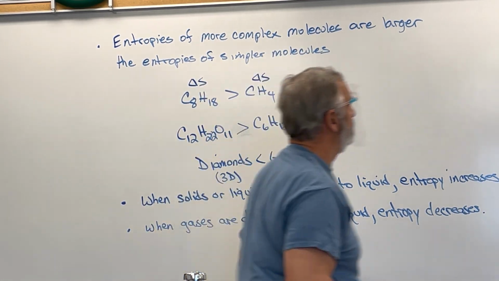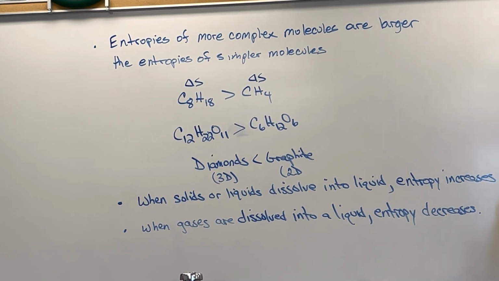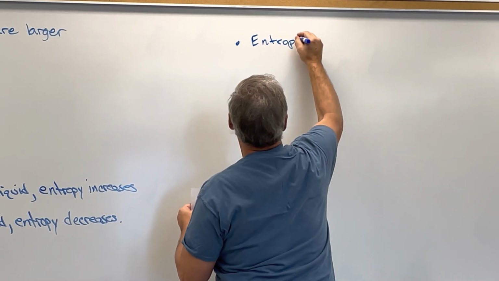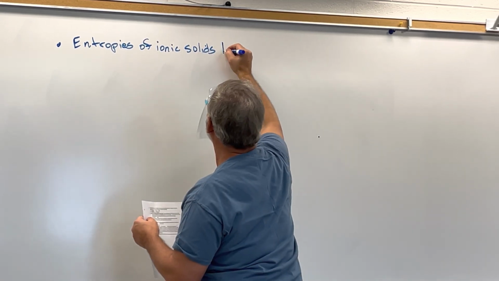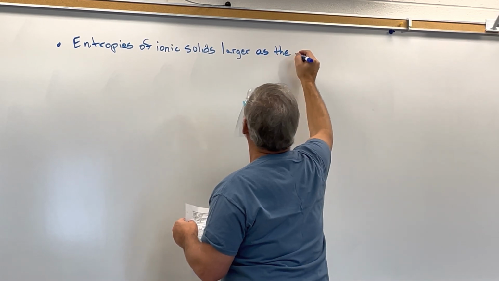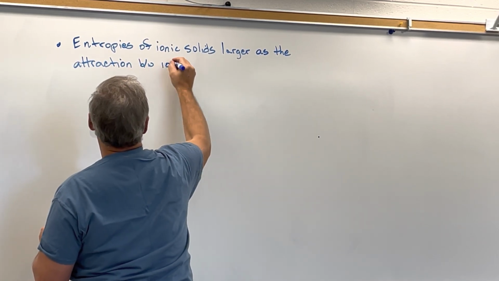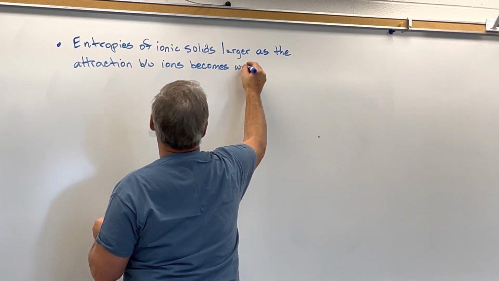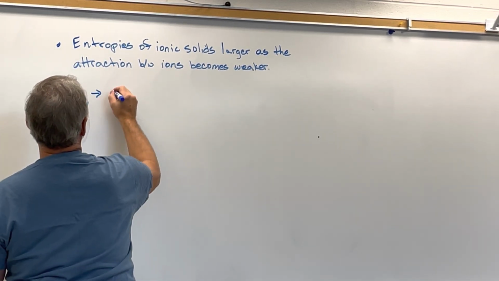All right, last one. We gotta throw lattice energy in here because lattice energy deals with everything. Entropies of ionic solids. Entropies will become larger as the attraction between the ions becomes weaker. So we're going to use Coulomb's law.